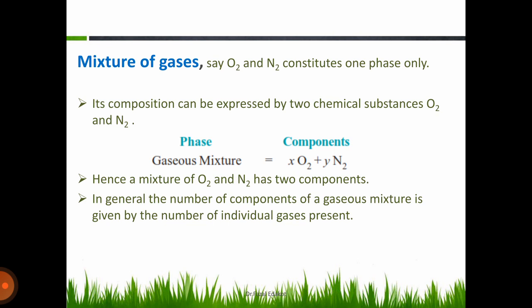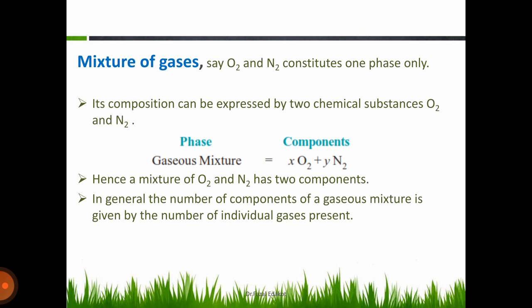Its composition can be expressed by two chemical substances: oxygen and nitrogen. Hence, see here, the phase. The phase means it is a gaseous mixture. What does that phase contain? Oxygen and nitrogen. You have written on the right hand side.